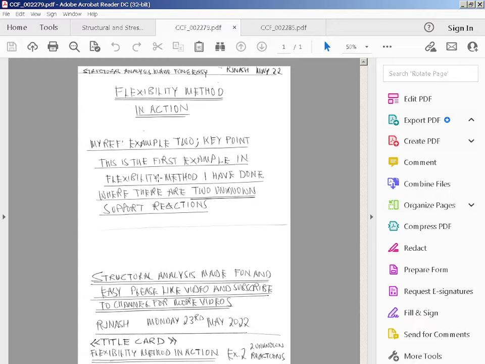The most important thing about this example is that it is the first flexibility method example I have done where there are two unknown support reactions. So stay tuned for how you solve two support reactions using the flexibility method.